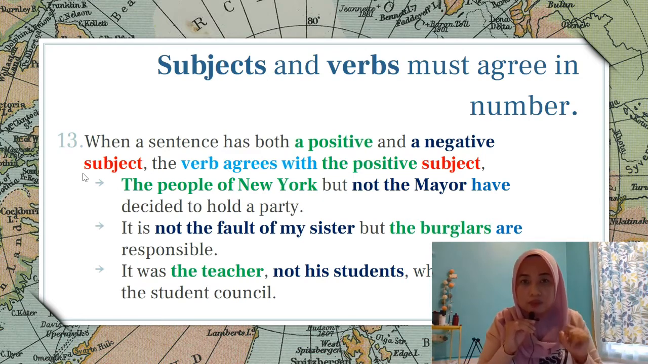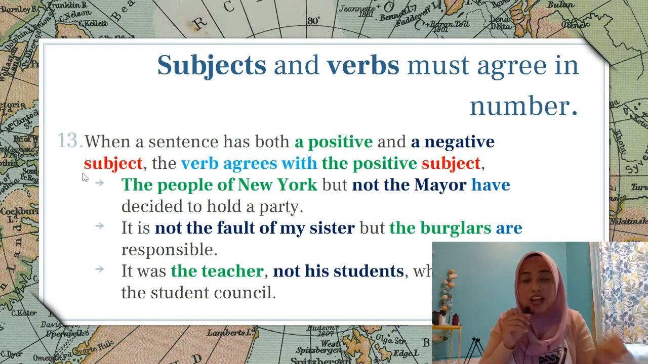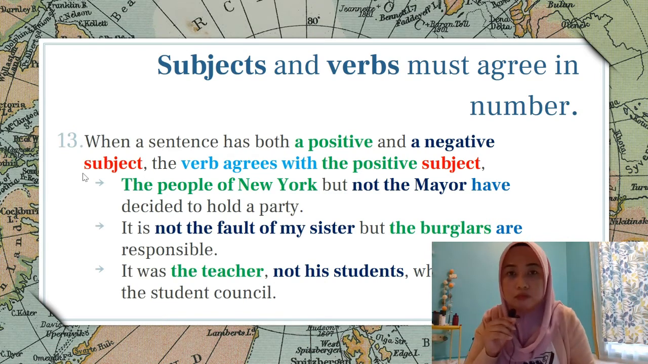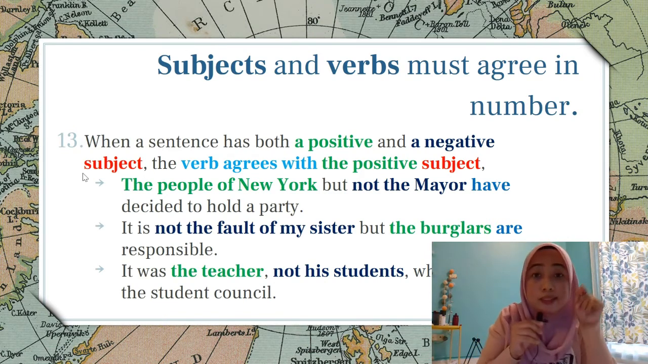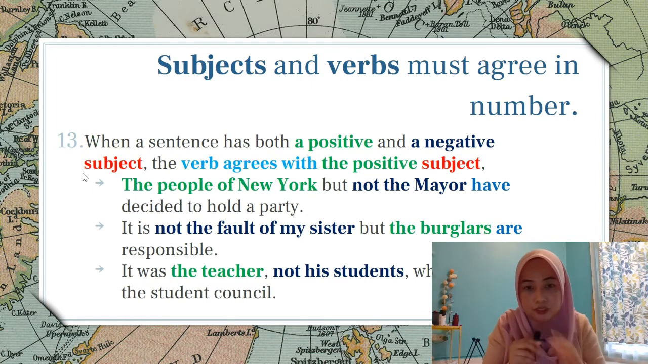Okay, let's observe the second example here. It is not the fault of my sister, but the burglars are responsible. So here the positive one would be the burglars, but the negative one is not the fault of my sister. So the verb has to follow the positive one. So burglars is plural, so your verb has to be plural as well, are responsible. Okay, do you get it?